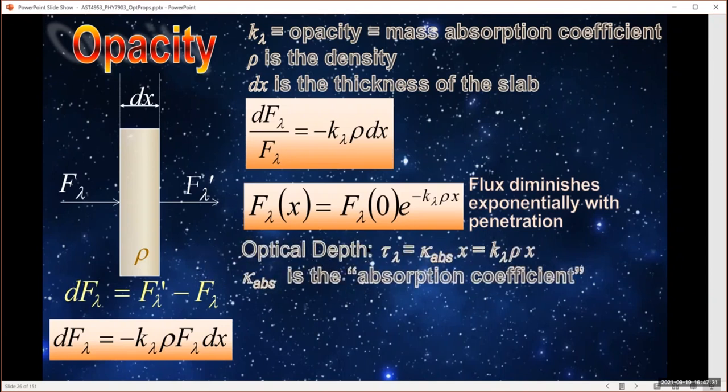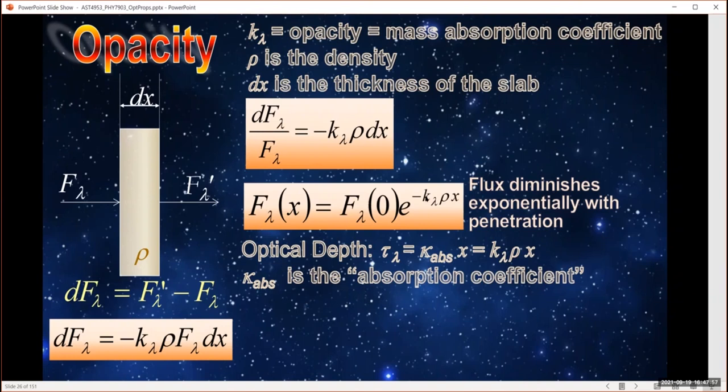I want to introduce the idea of optical depth. So optical depth is basically where you take this whole term here, the K, rho, and X, and that all put together is the optical depth. Although it's called depth, it is not a distance. It is unitless. It is dimensionless because it's just the power, okay? But it is an overall measure of how much light is removed.